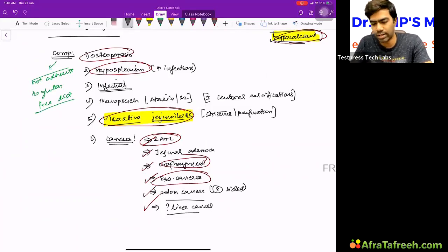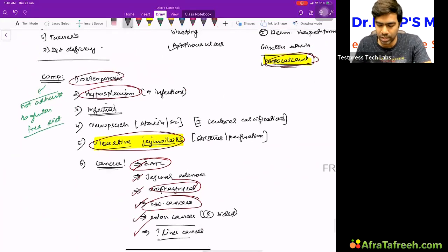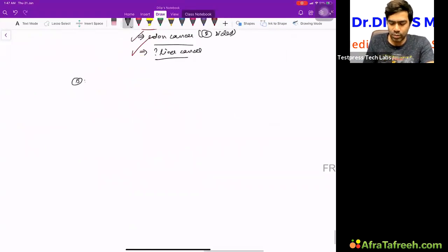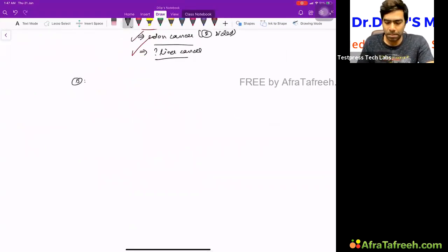So don't forget the hyposplenism part. Multiple times asked question. I don't know why examiners are very fond of hyposplenism, but they tend to ask this very commonly. So don't forget that. And how will you diagnose? How will you make a diagnosis? The most important is the antibodies. Antibodies are very important because without antibodies, you cannot make a diagnosis like this because it's an autoimmune disorder.